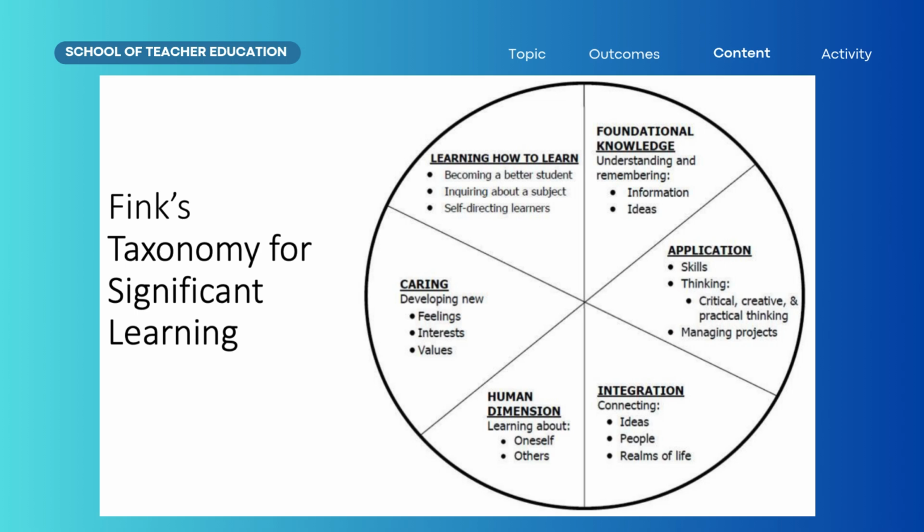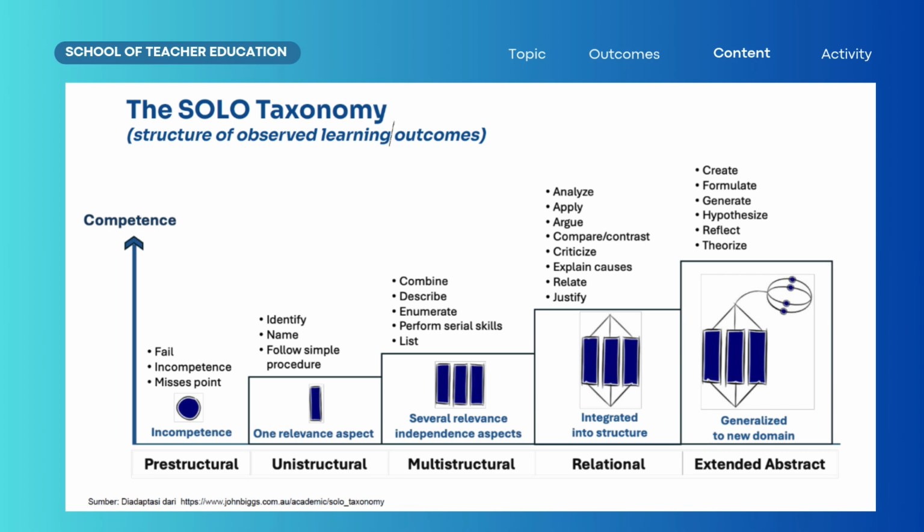Another taxonomy that can also be applied in the creation of our learning outcomes is the SOLO taxonomy, or the Structure of Observed Learning Outcomes. As we can see here, from pre-structural to extended abstract, it starts with incompetence and goes to high competence, from abstraction to a generalized new domain of knowledge. And these are also the verbs that we can use, reflected in this framework.